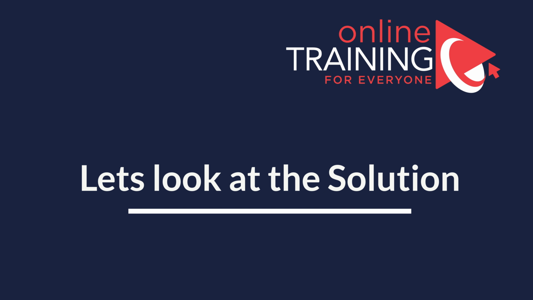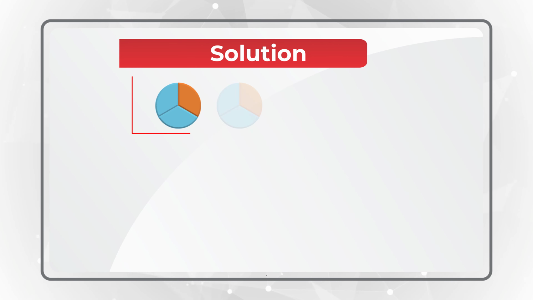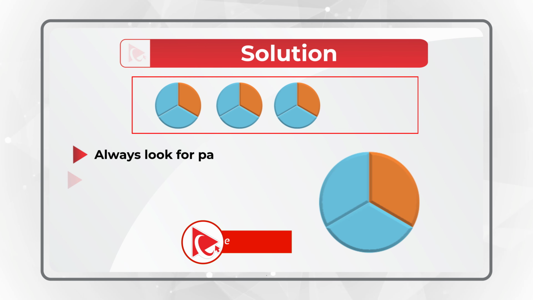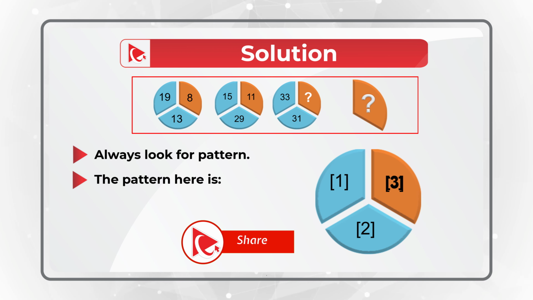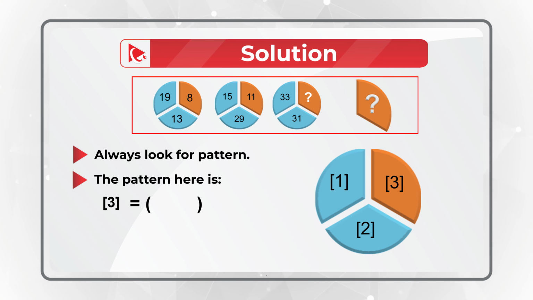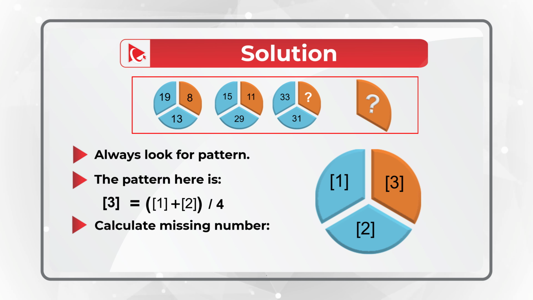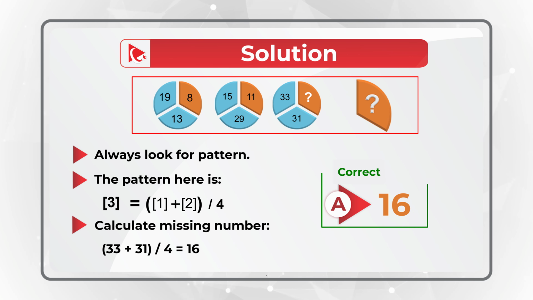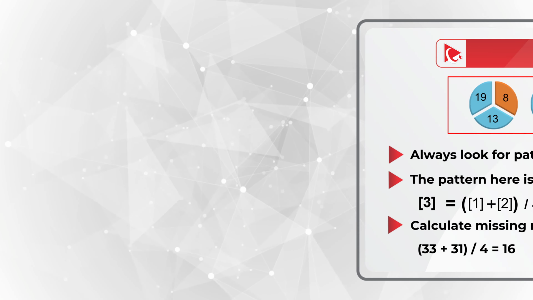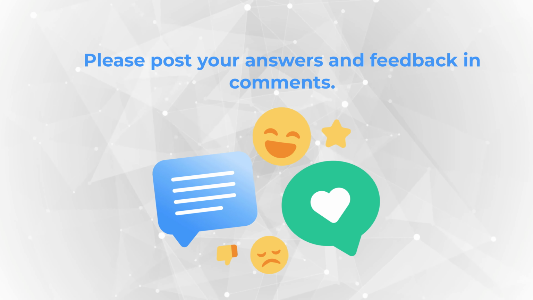You're probably tired of hearing this, and I'm tired of repeating it, but you need to always look for patterns to solve these types of problems. And the pattern here is that section 3 of the circle is calculated as sections 1 plus 2 divided by 4. So to calculate the missing number, you need to add 33 plus 31 and then divide the sum by 4, and you will get the result, which would be 16. Hopefully you enjoyed this tricky question and now know how to answer similar problems on the test.